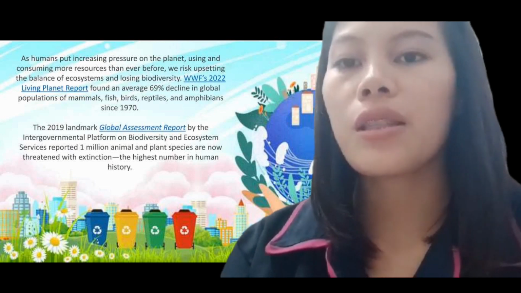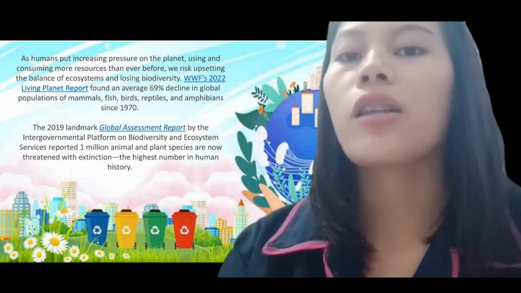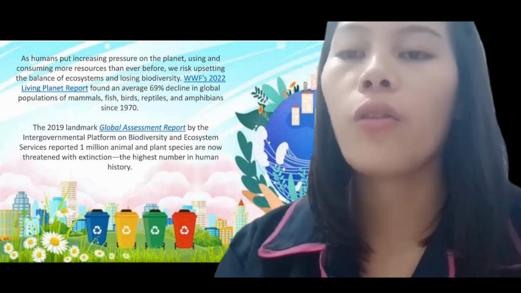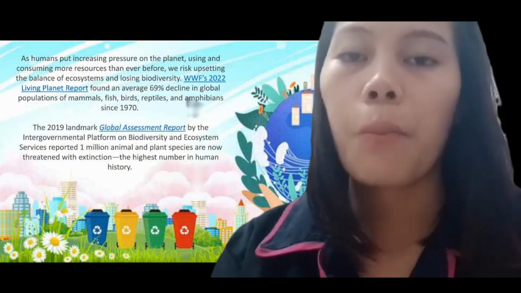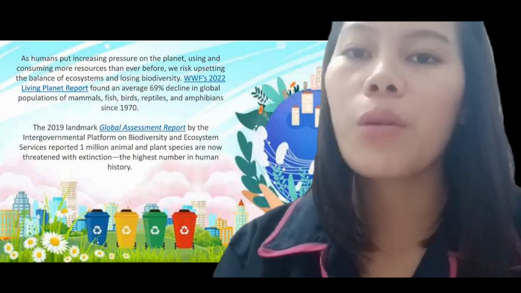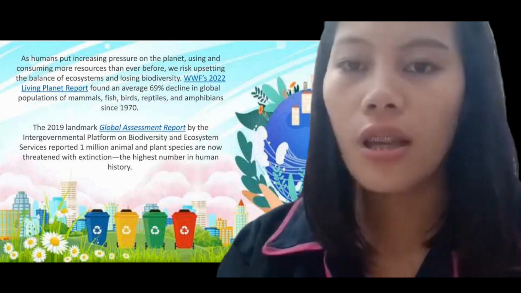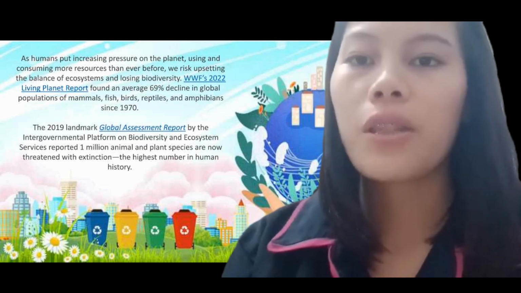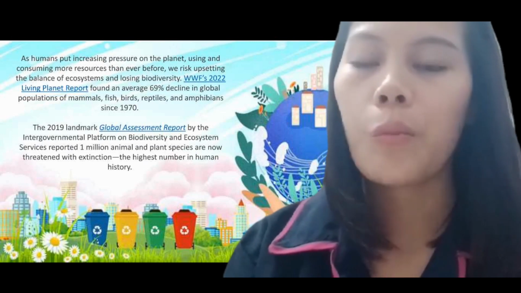Biodiversity loss means that we are losing, before discovery, many of nature's chemicals and genes of the kind that have already provided humankind with enormous health benefits. But as humans put increasing pressure on the planet, using and consuming more resources than before, we risk upsetting the balance of ecosystems and losing biodiversity.